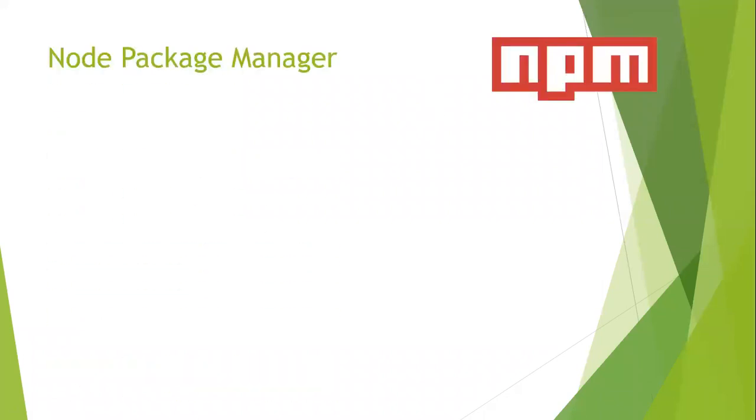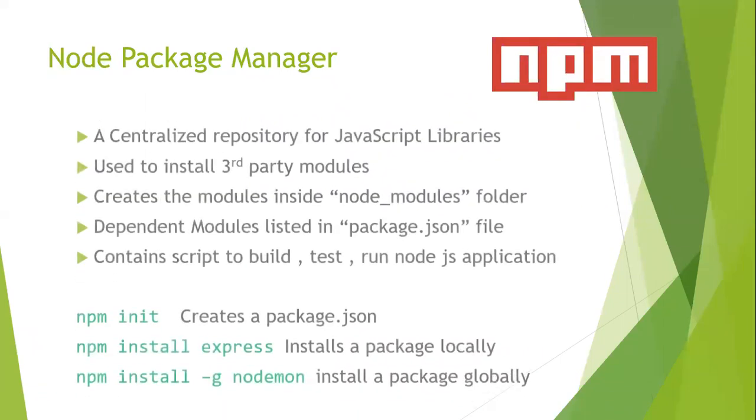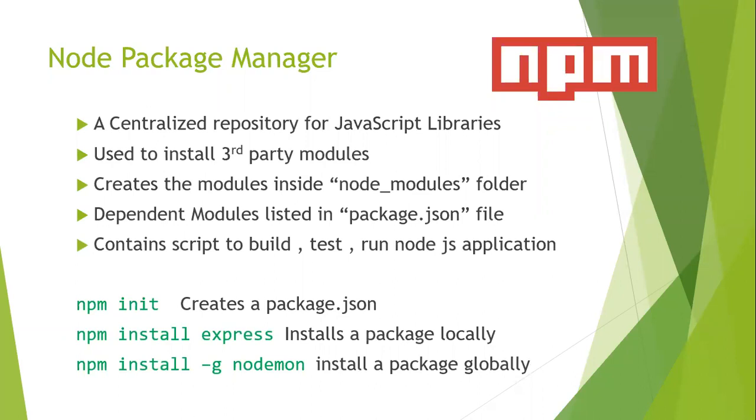NPM. As I said, NPM is a package manager. It's a centralized repository for all the third-party modules. These will be created in the node_modules folder. Angular also uses third-party modules, and many of them are listed in the package.json. We have seen the package.json of Angular, which contains multiple modules. Those are all third-party modules. We can create the package.json with npm init. Don't worry about it; once the time comes, I'll tell you what all this is.